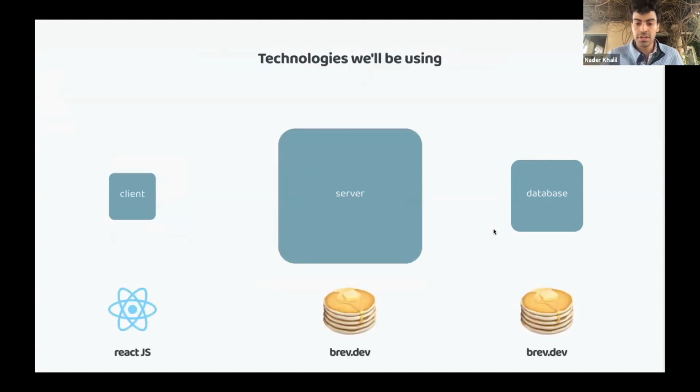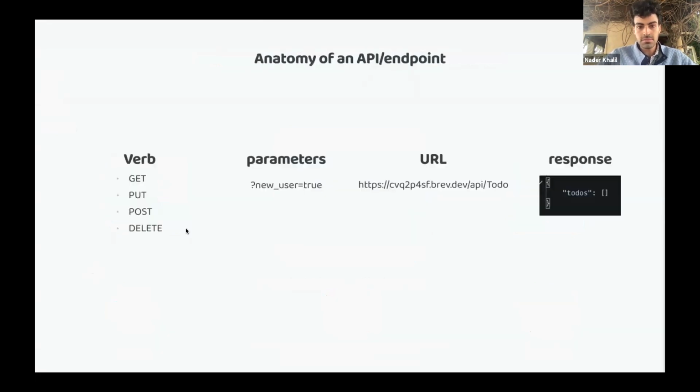So the technologies that we're going to use, we're using JavaScript in the client and Python for our server and database. The framework, we're going to use Brev for the server and database and React for the client. So again, the anatomy was the verb, which is what we're intending to do. Parameters, which are optional data that we would send over to help the server with our request. We have the URL, which is the location, and then the response.